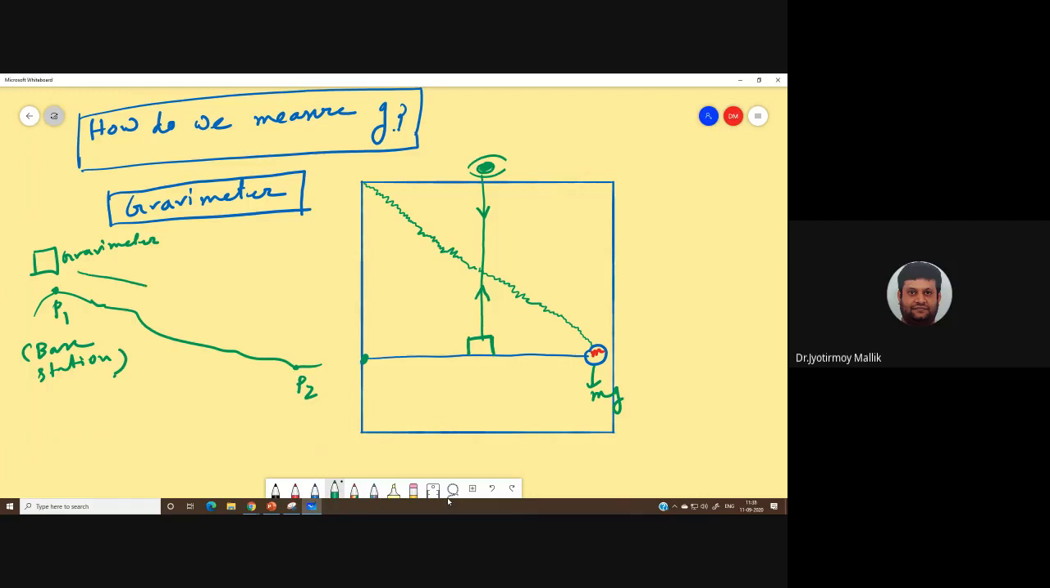Then I bring it to P2. At the base station my acceleration due to gravity was g, but at P2 the acceleration due to gravity is, suppose, g1. It is changed a little bit. So what does that mean? Suppose g1 is greater than g. What will happen to this mass? This mass will go down slightly. How much it goes down depends on the sensitivity of the gravimeter.